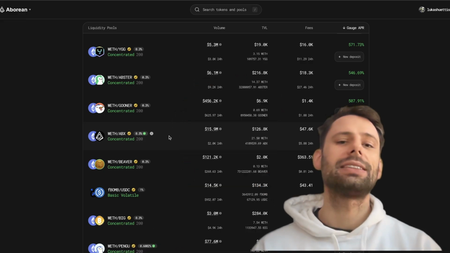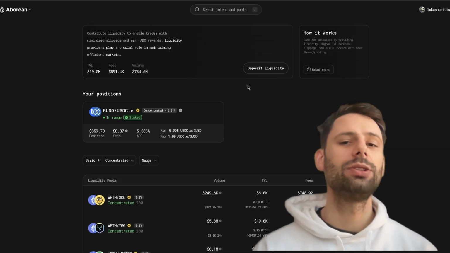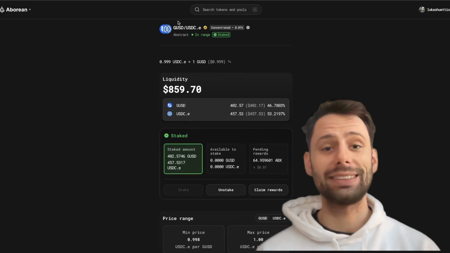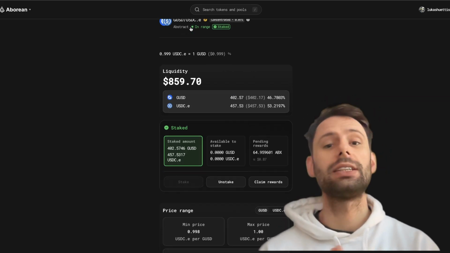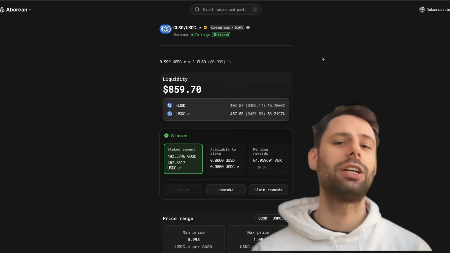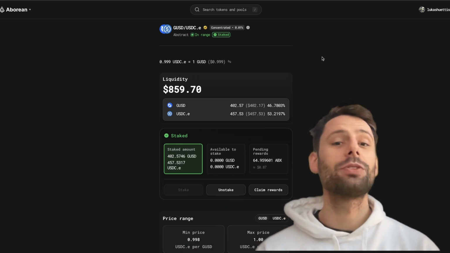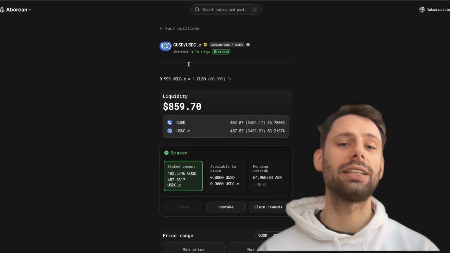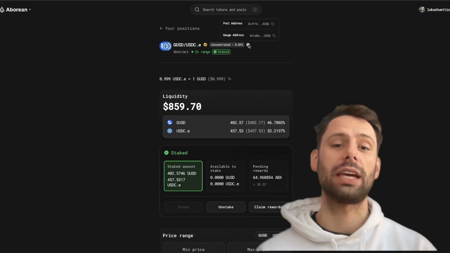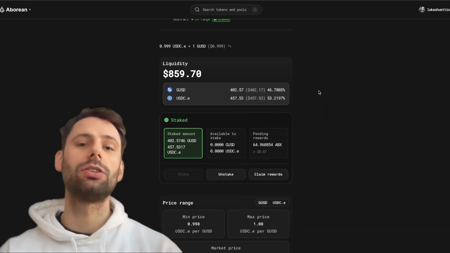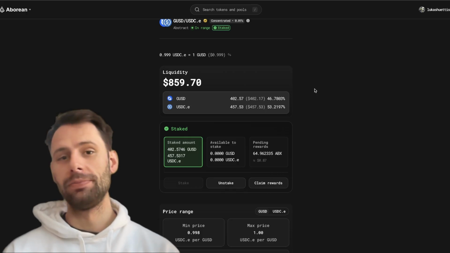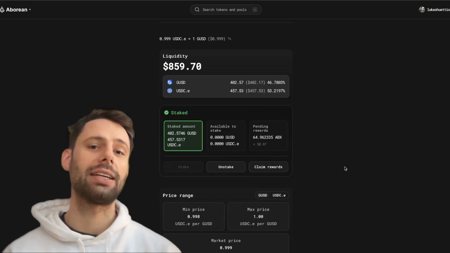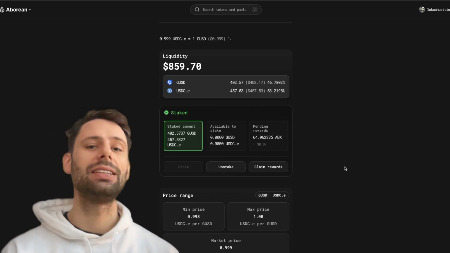Now let's anchor this in something real. I'm providing liquidity to the GUSD USDC pool on Aborean Finance. This is a stablecoin pair, which already reduces the volatility compared to token-ETH or token-stablecoin pools. My position size is, as you can see here, roughly $860. The pool uses concentrated liquidity with a 0.01% fee tier. My price range here is super tight, between 0.998 and $1. As long as the price stays inside this range, my liquidity is active and earning fees. Right now, both sides of the position, GUSD and USDC, are fully deployed.